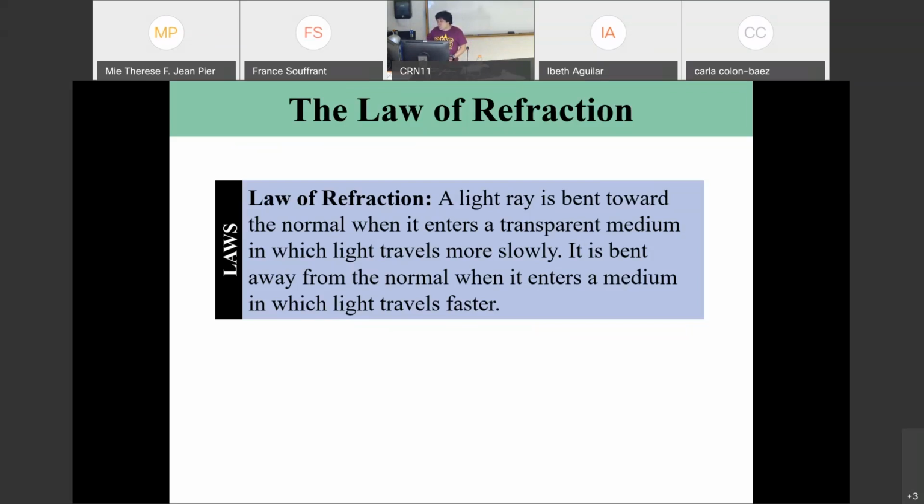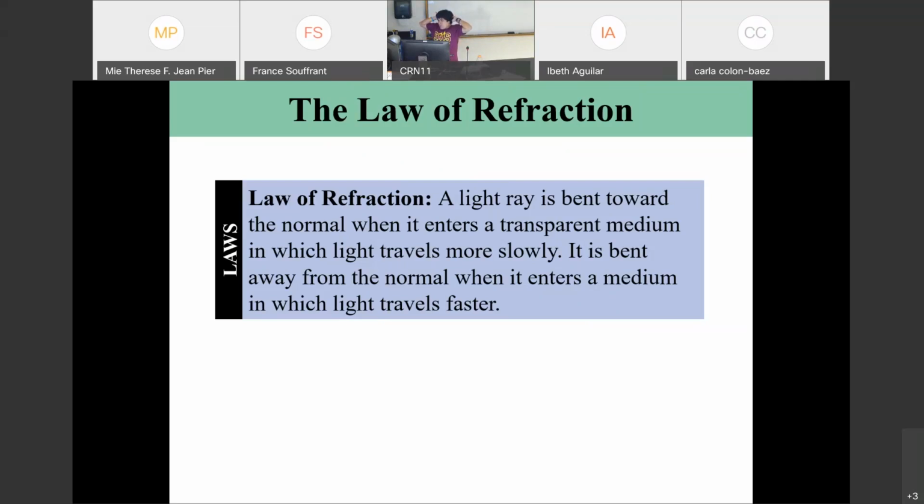The index of refraction of vacuum is 1. In air, it's around 1.000077. So it's very, very close to 1. So normally here in the atmosphere, in air, right, we can assume the speed of light to be almost at the same speed as in vacuum.